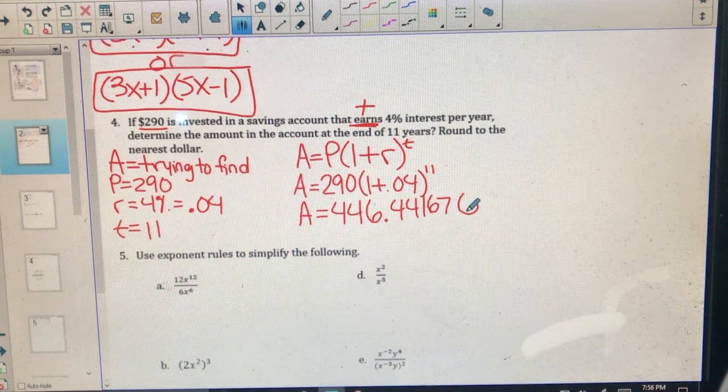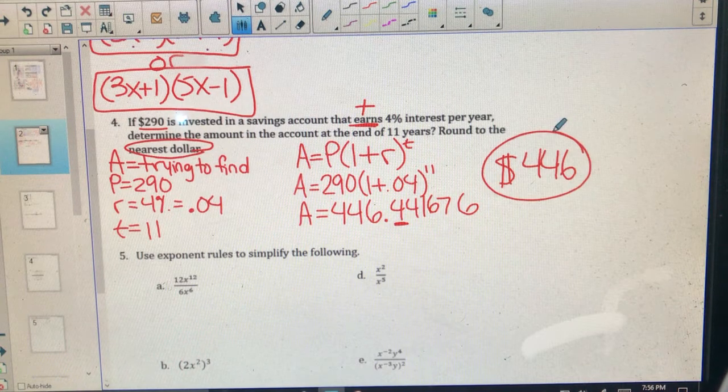446.441676. Now it tells me to round to the nearest dollar. That means no change at all, but you still need to look at this digit to see if it's going to bump it up to 447. That 4 does not have enough power to bump it up, so my final answer is just going to be $446 in the savings account after 11 years.